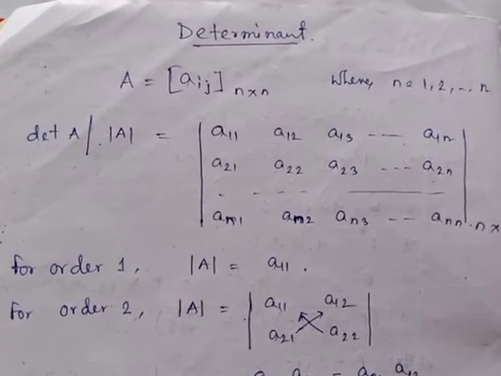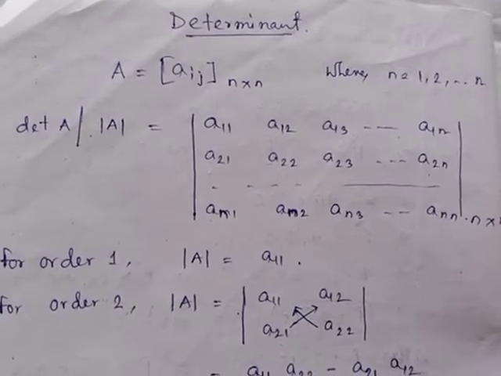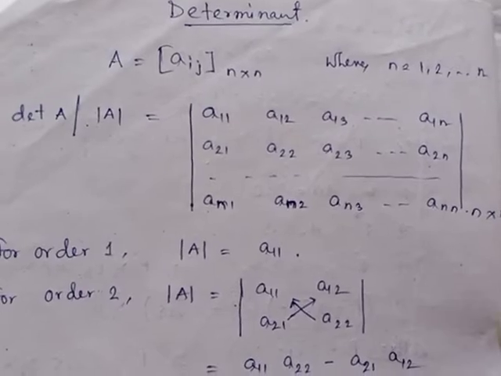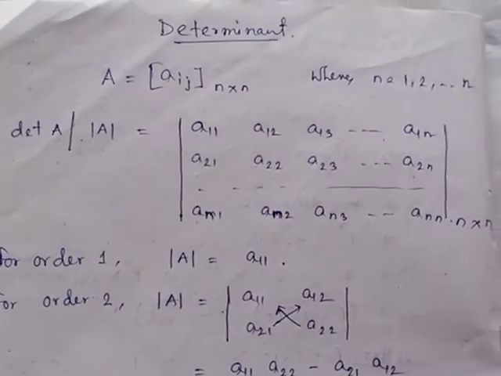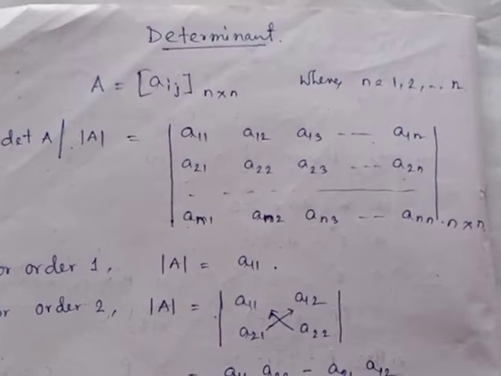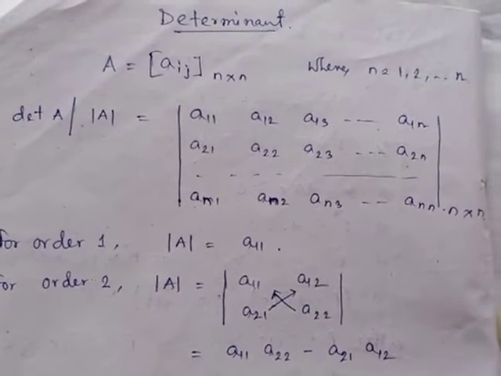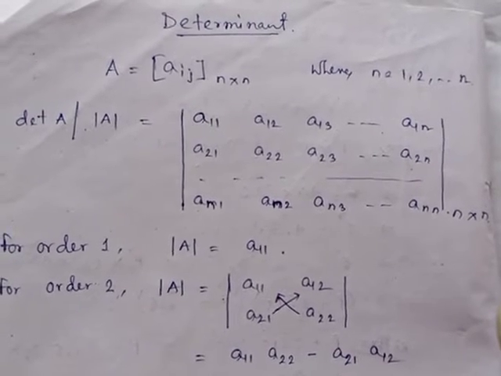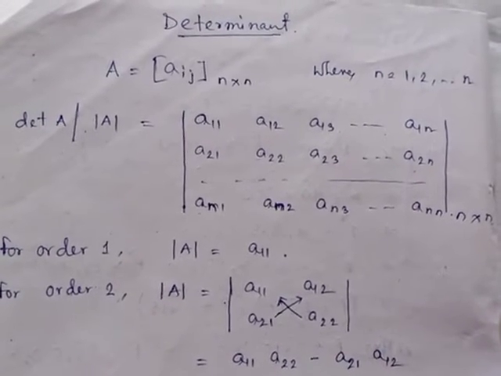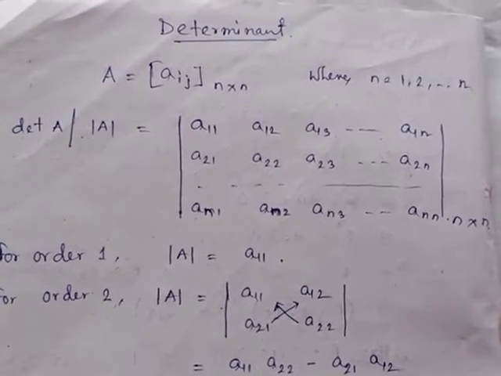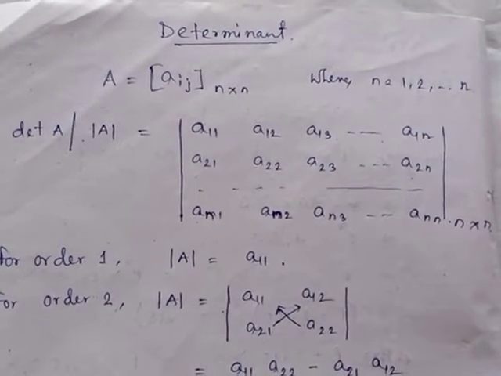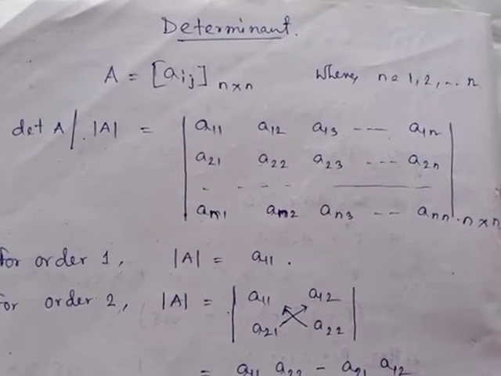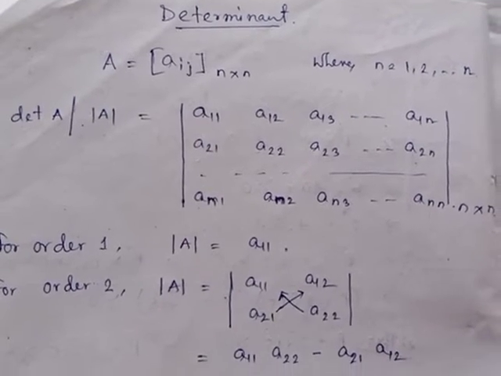That means the values of n are always equal: 2 by 2, 3 by 3, 4 by 4, like this. So here, A equals Aij, n by n, where i, j go from 1 to n. Det A or mod A equals the determinant of the array A11, A12, A13 up to A1n, A21, A22, A23, A2n, An1, An2, An3, Ann, n by n.